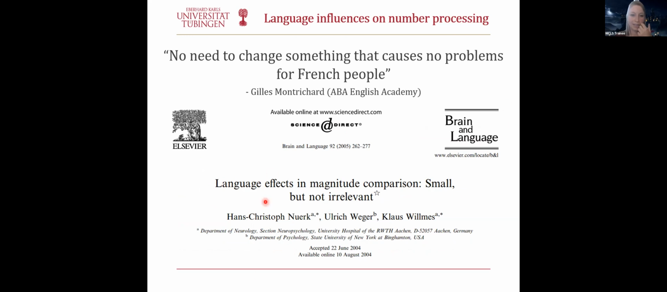But also in adults, there are language influences within number processing. I like this study from Nuerk et al. because the title just works very well with this talk: language effects in magnitude comparison, small but not irrelevant. They looked into the compatibility effect, which I will be talking about later, and they found that the Germans had a slightly higher compatibility effect compared to the English. So there were still differences based on the language, which they hypothesized was because German has this inversion, which English doesn't. So what is this compatibility effect?